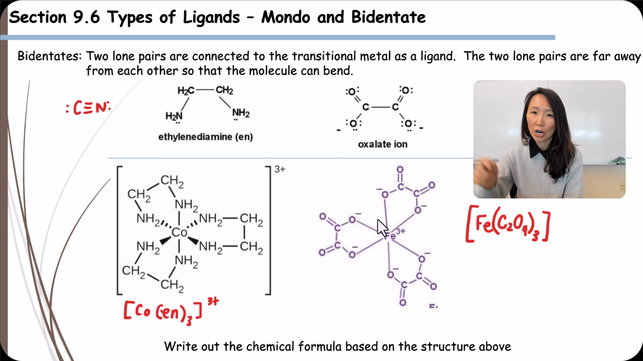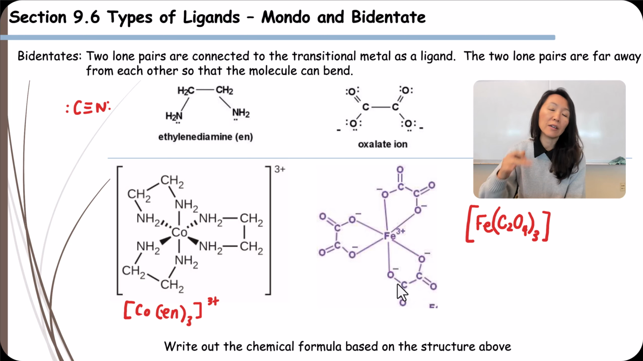Now, what's its charge, or does it even have a charge? Iron is known to be +3. All of these oxalate ions have negatives, so 3 times -2 gives -6. So -6 and a +3 balances out to be -3. So therefore, the charge will be -3.